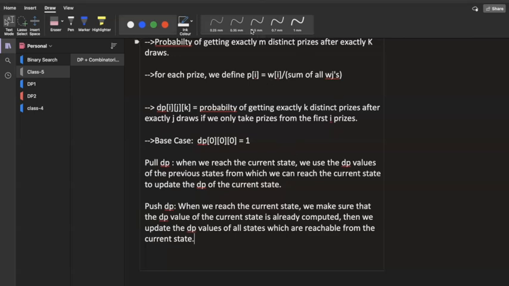So is this clear? Is the definition of push DP and pull DP and their differences clear? Is it clear what we are exactly going to do here? If it's clear, you can just write it in the chat box. Yeah, so it is kind of like top down and bottom up, but there is no recursion involved here. Everything is going to be iterative.